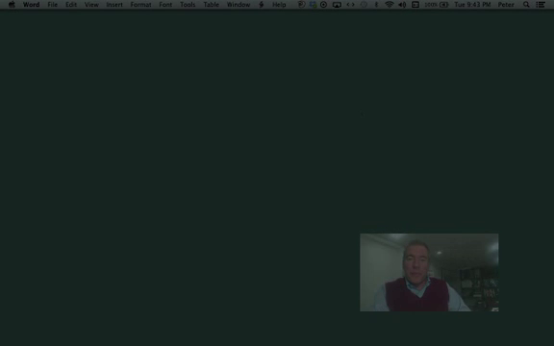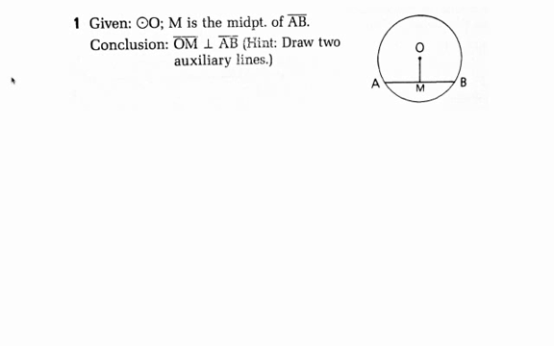Okay, thanks for watching. To use the equidistance theorems, we have to recognize when we have 2 points that are both equidistant from the endpoints of a segment. Let's take a look at number 1 in the exercises for section 4.4 as an example.